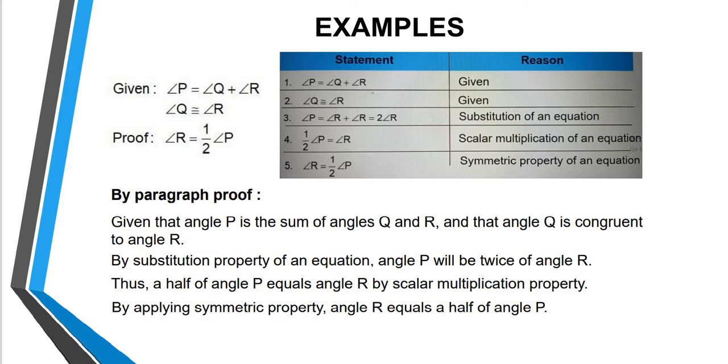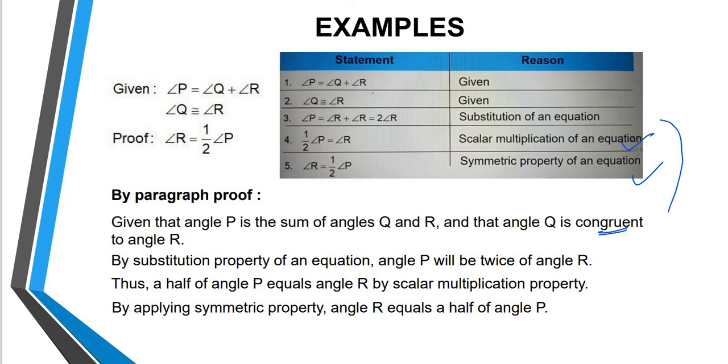Okay, this is the example for paragraph proof. Based on this one, this is the same question. Given that angle P is the sum of angle Q and R, and the angle Q is congruent to angle R. Congruent meaning that it is the same thing. By substitution property of an equation, angle P will be twice of angle R. Thus, a half of angle P equals angle R by scalar multiplication property. By applying symmetric property, angle R equals a half angle P.